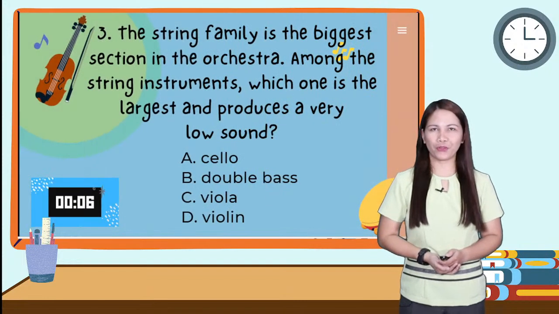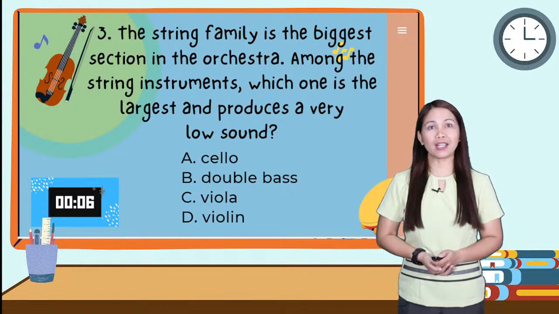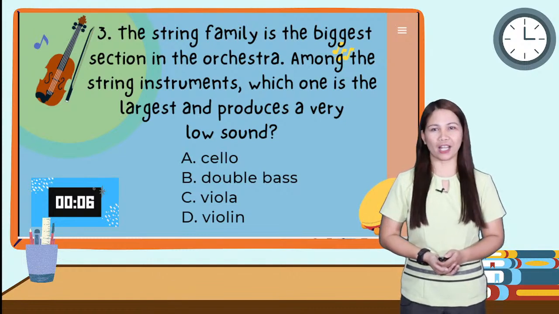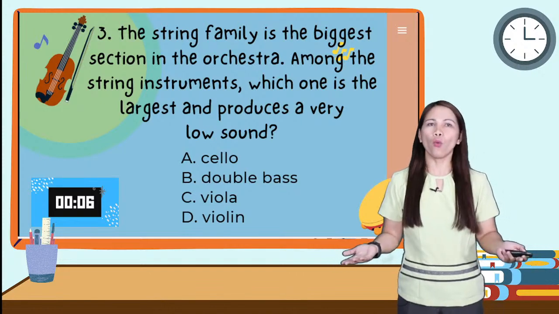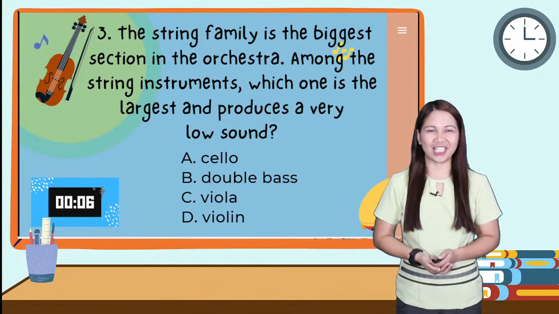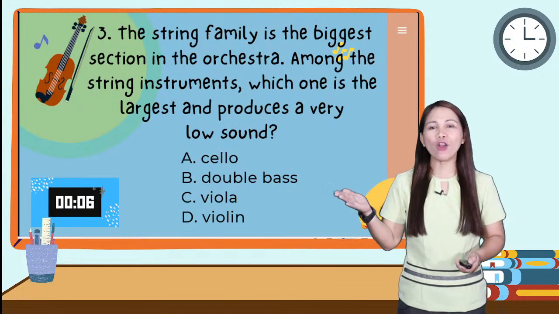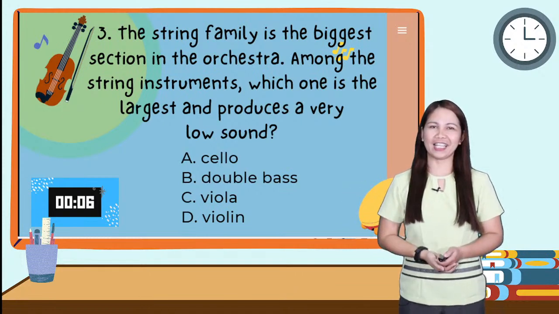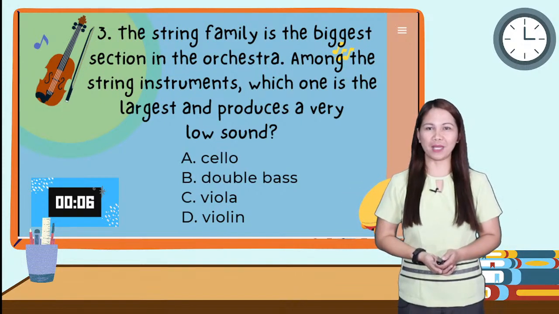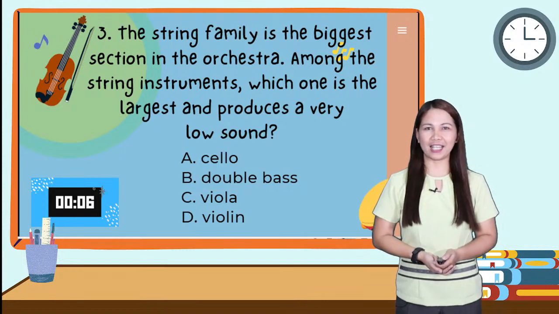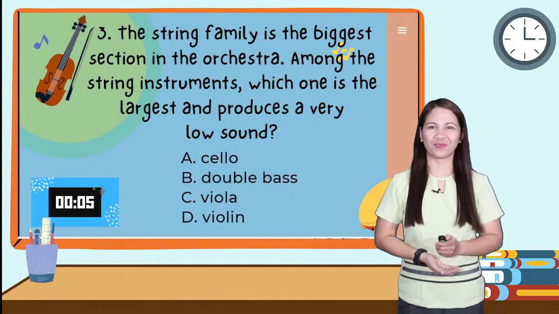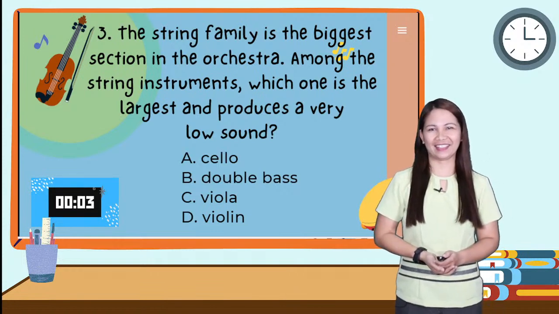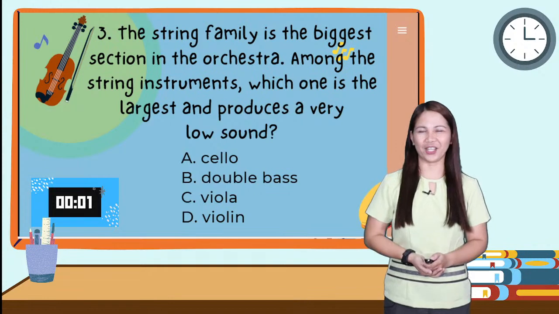Let's try number three. The string family is the biggest section in the orchestra. Among the string instruments, which one is the largest and produces a very low sound? Is it A. Cello, B. Double bass, C. Viola, and D. Violin? Take your time.